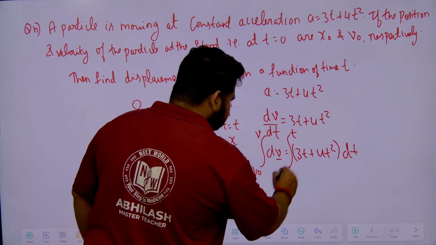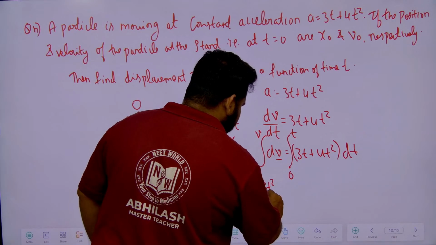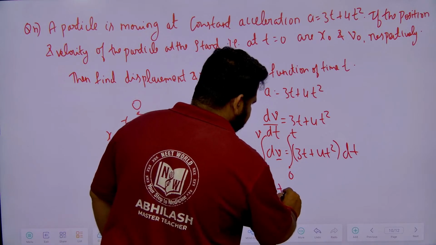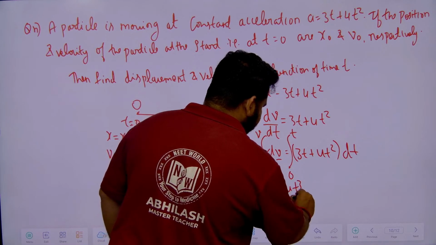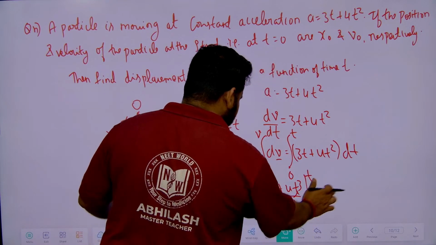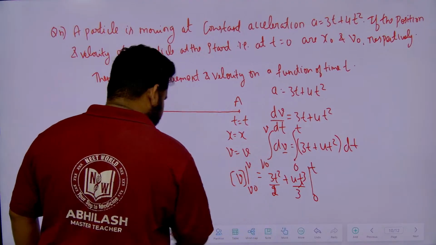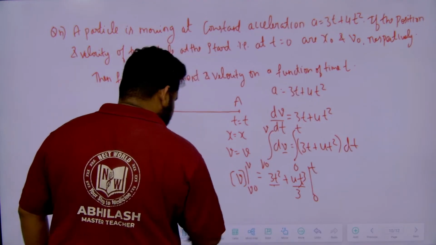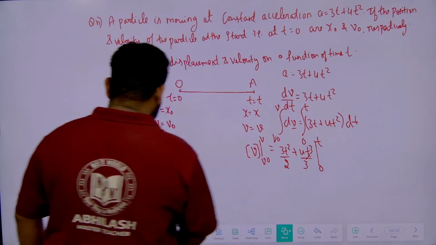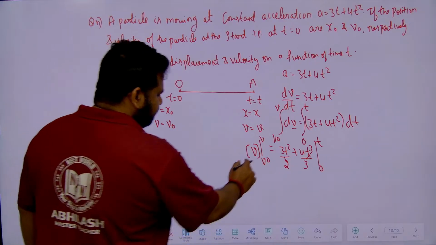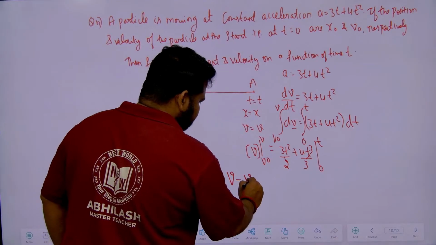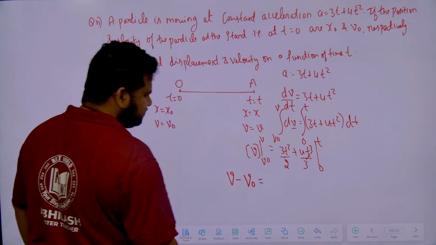This what will get? 3t means 3t square by 2. We are not differentiating, integrating. Plus 4t cube by 3. This is 0 to t. Now what we are supposed to do? Just put the limits. v naught to v. Upper limit is v. Lower limit is minus v naught. That's all. Okay, we got this.